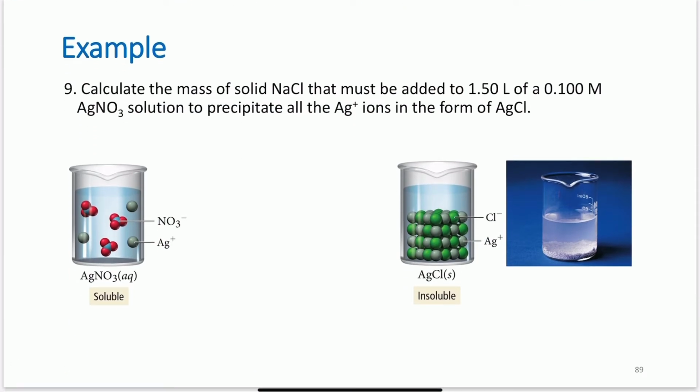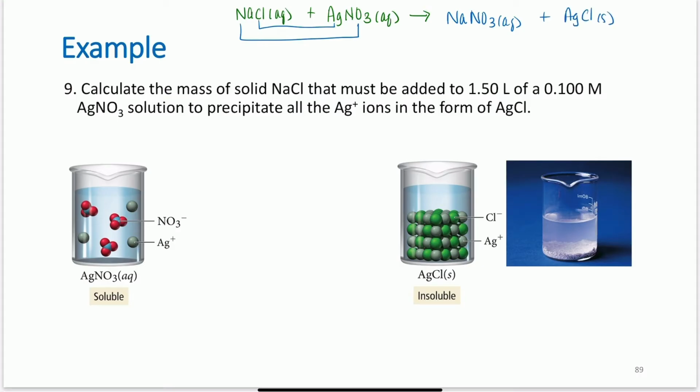Calculate the mass of solid sodium chloride that must be added to 1.5 liters of a 0.1 molar silver nitrate solution to precipitate all of the silver ions in the form of silver chloride. So I've got NaCl, which is aqueous. I'm adding this to a silver nitrate solution, which is also aqueous. Swap ionic partners, forming sodium nitrate, which is aqueous, and silver chloride, which is a solid.